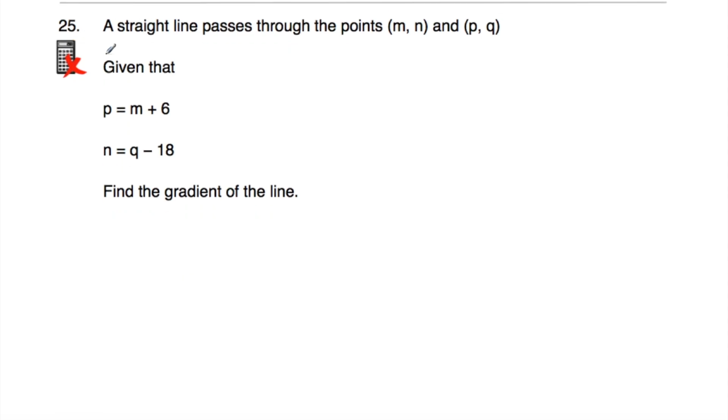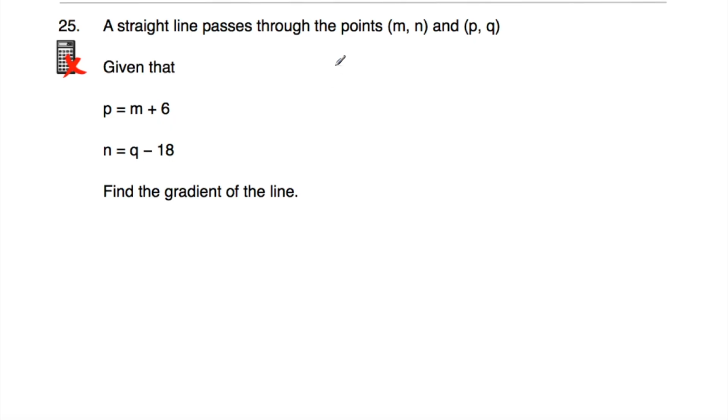Okay, so question number 25 says a straight line passes through the points M, N, and P, Q. And given that P is equal to M plus 6 and N is equal to Q minus 18, we've been asked to find the gradient of the line. So what I'm going to do here is, here we've got M, N, and P and Q, but we're told that P is equal to M plus 6. So I'm going to replace this P with M plus 6. And we're also told that N is equal to Q minus 18. And I'm going to replace this N with Q minus 18.